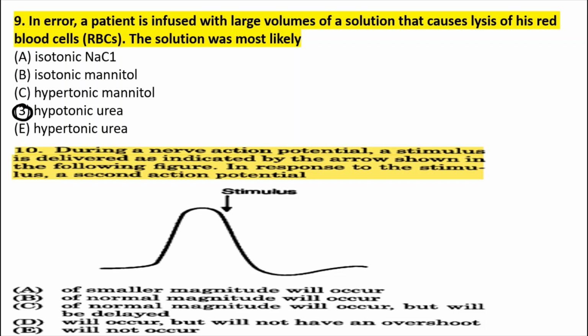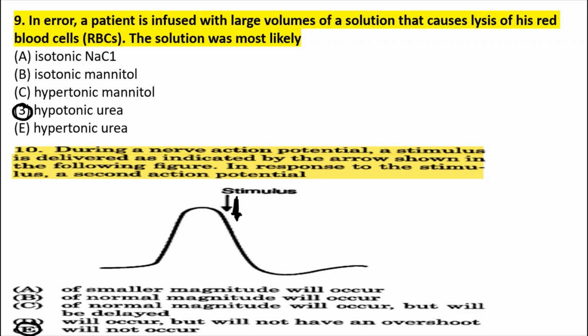10. During a nerve action potential, a stimulus is delivered as indicated by the arrow shown in the following figure. This is the arrow here. In response to the stimulus, a second action potential, A, of smaller magnitude will occur, no. Of normal magnitude will occur, no. Of normal magnitude will occur but will be delayed, no. D, will occur but will not have an overshoot, no. E, so the answer here is E.